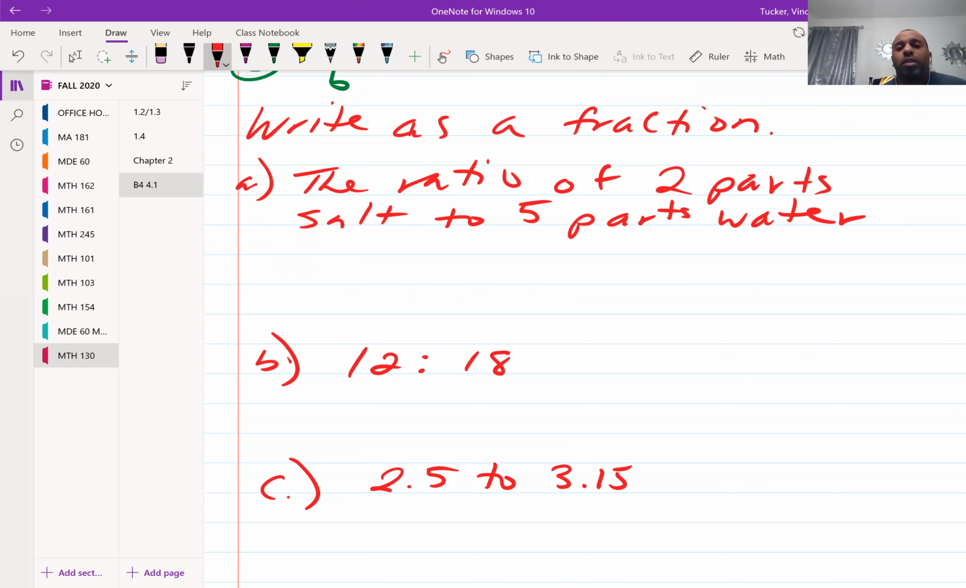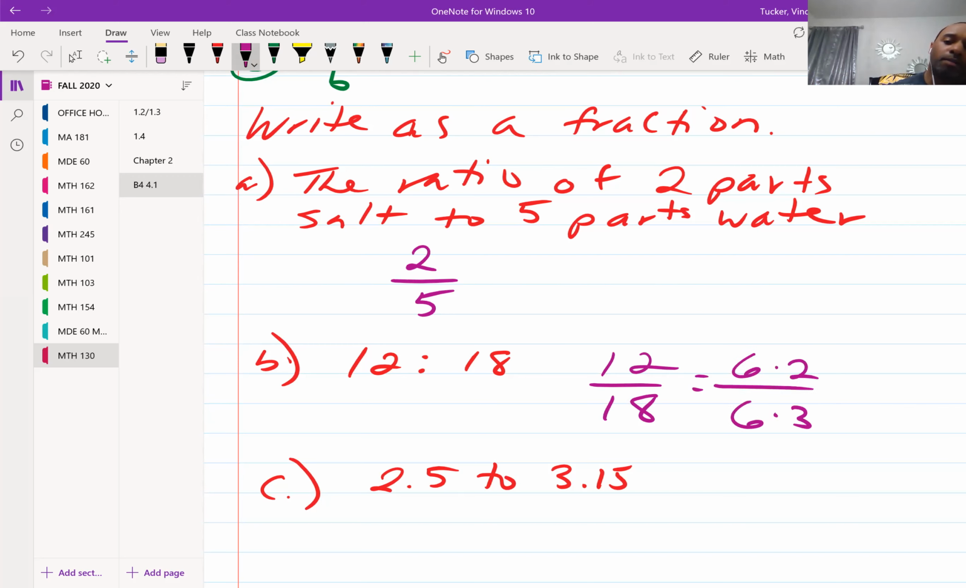All right, so if they want us to write this as a fraction, we have the ratio of 2 parts salt to 5 parts water. It's just going to be 2 over 5. If we have 12 colon 18, that's still 12 to 18, so that'd be 12 over 18, but that can reduce. 6 times 2, 6 times 3. The 6s cancel, so that'd be 2 to 3.